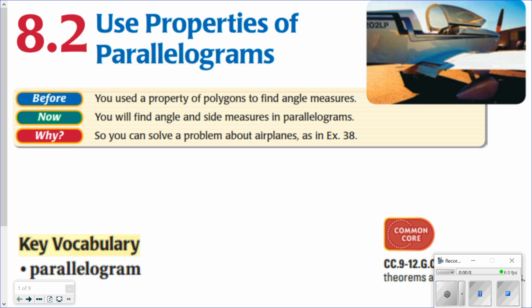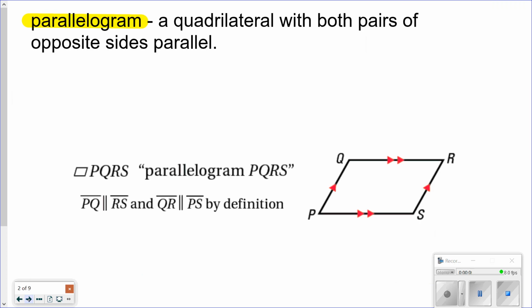Hi everyone, today we're going to start 8.2, which is use properties of parallelograms. A parallelogram is a quadrilateral with both pairs of opposite sides that are parallel. If you look down here, we see this symbol. This symbol stands for parallelogram. So instead of writing out parallelogram, you can just write this symbol instead.